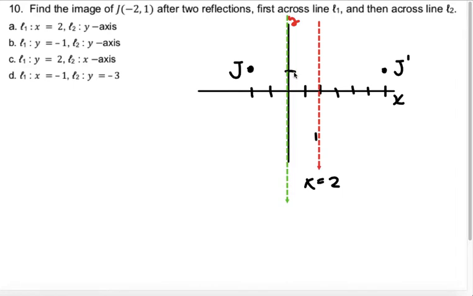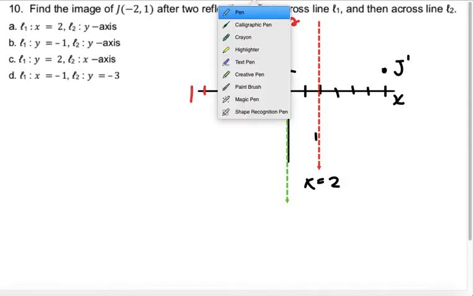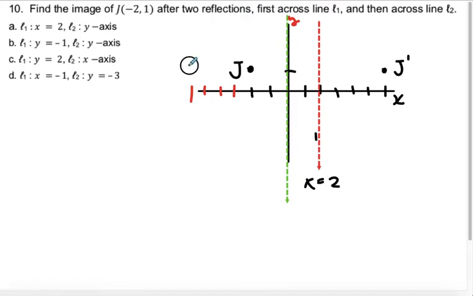At this point, it is 6 units away from the y-axis. So you want to count out 6 units back: 2, -3, -4, -5, -6. In green, this is where J double prime is. The J double prime is located at (-6, 1). So here the final answer is (-6, 1).